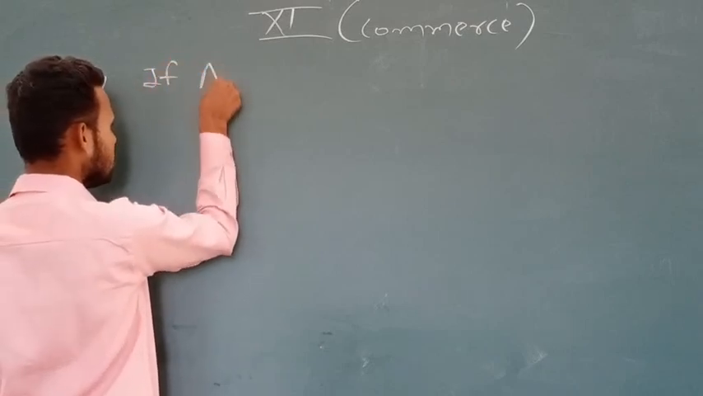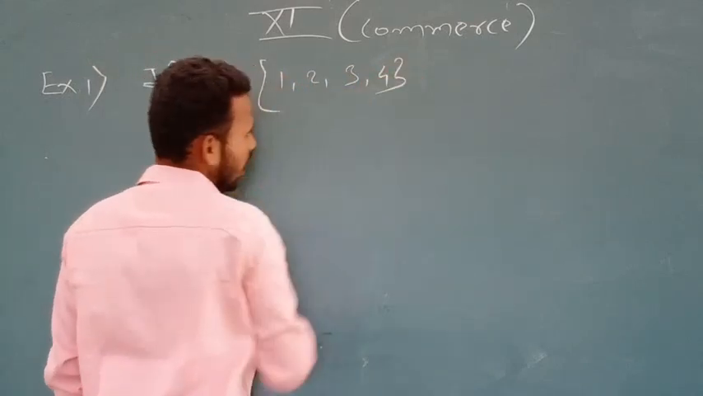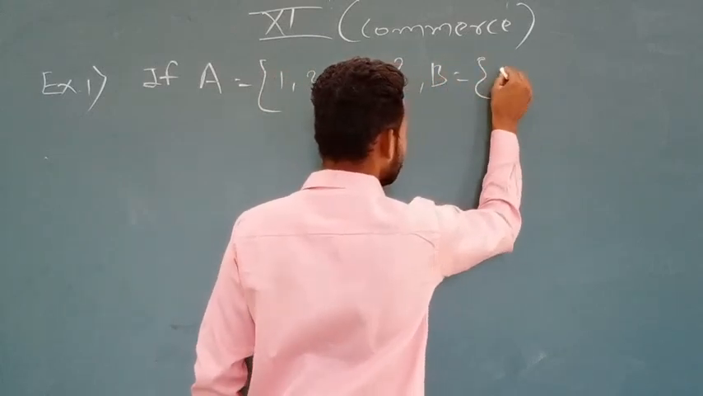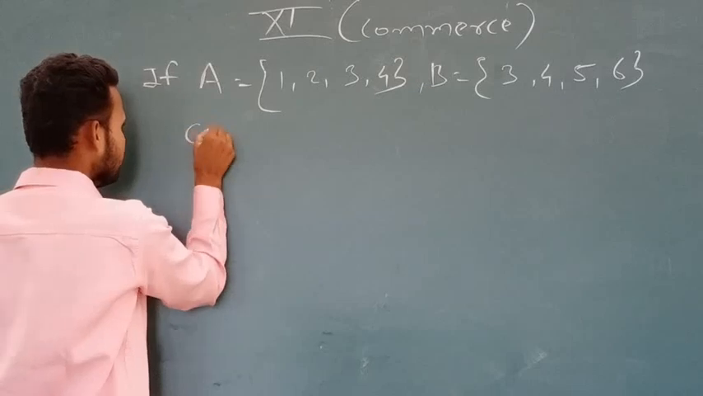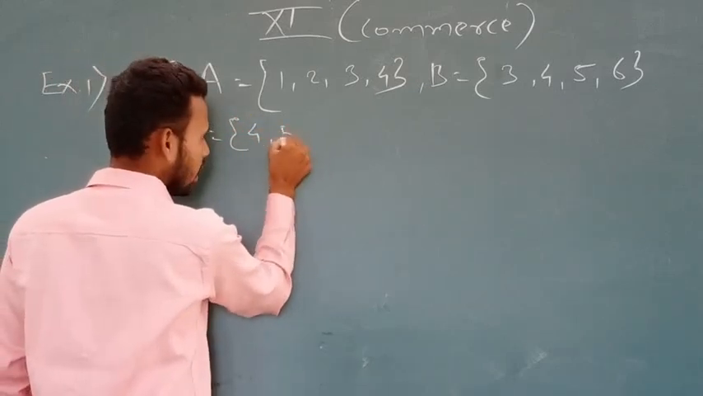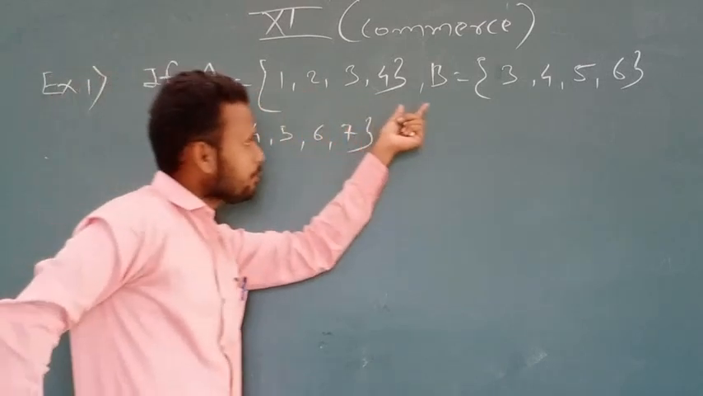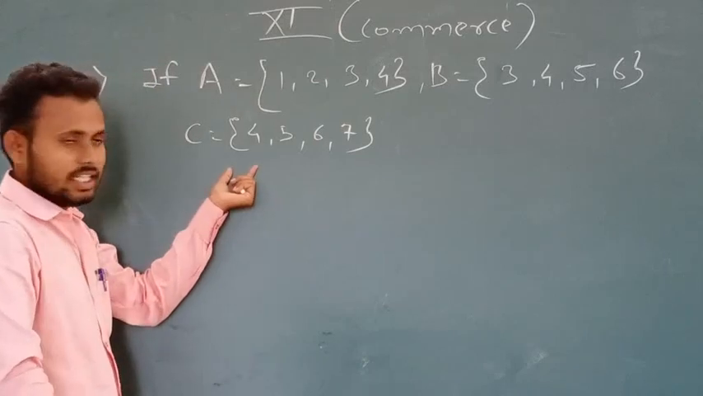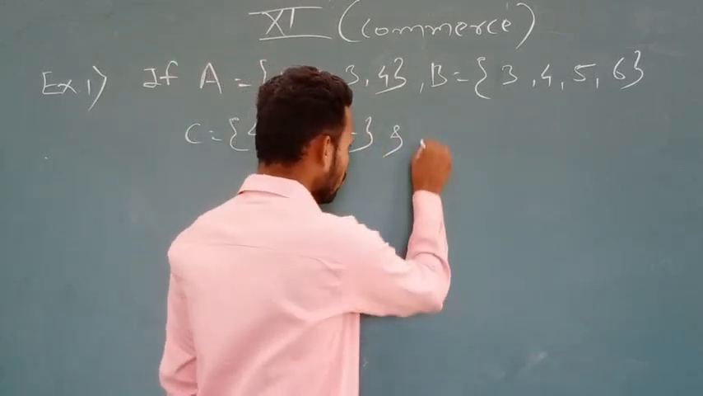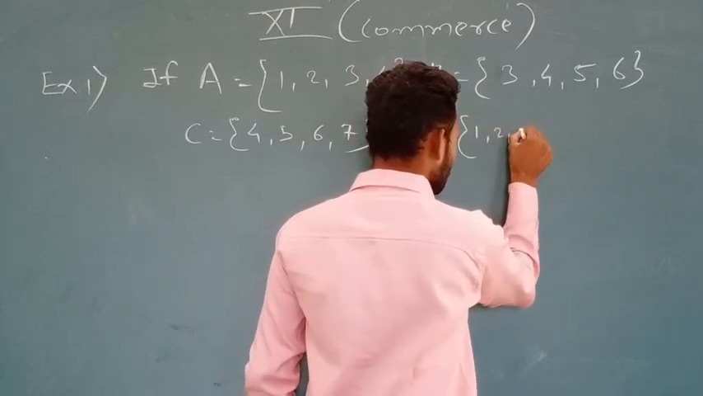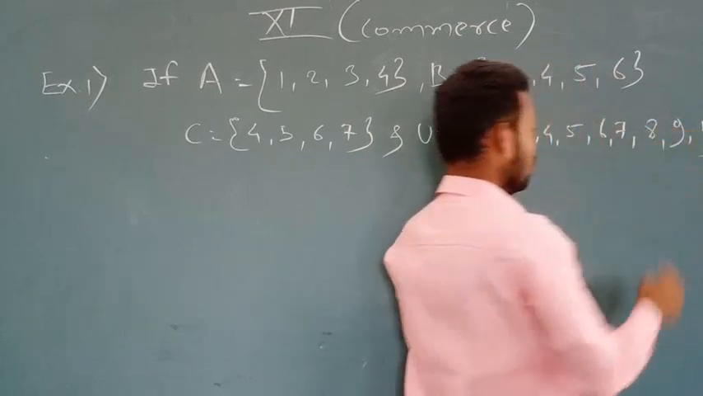If there are three sets, A equal to the set containing the elements 1, 2, 3, 4, and B equal to the set containing the elements 3, 4, 5, 6, also C containing the elements 4, 5, 6 and 7, and the universal set U equal to the set containing the elements 1, 2, 3, 4, 5, 6, 7, 8, 9 and 10.